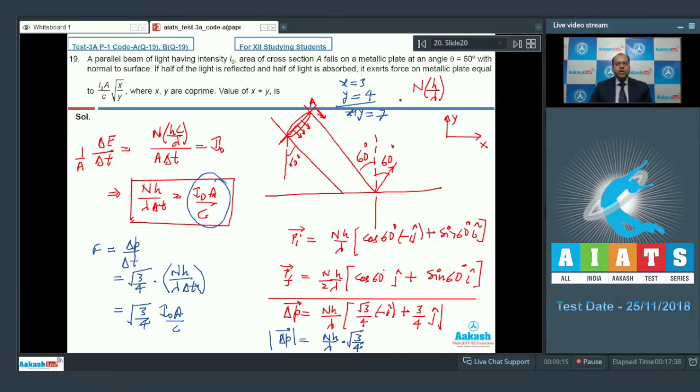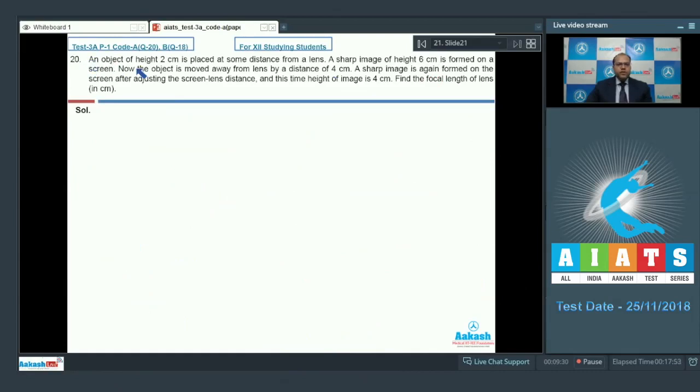Let's move to question number 20. In question number 20, an object of height 2 cm is placed at some distance from a lens. A sharp image of height 6 cm is formed on the screen. It means the magnification is 3 times. Now the object is moved away from the lens by a distance of 4 cm. A sharp image is again formed on the screen after adjusting the screen lens distance, and this time the height of the image is 4 cm. It means that the magnification in this case is 2. Find the focal length of the lens in centimeter.